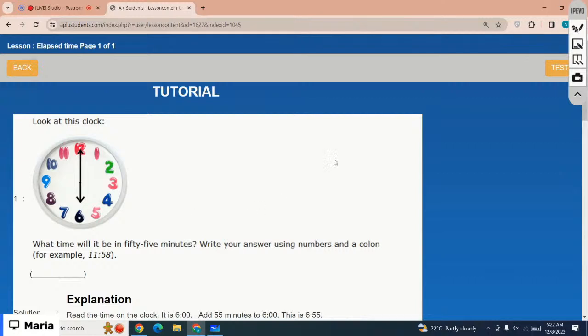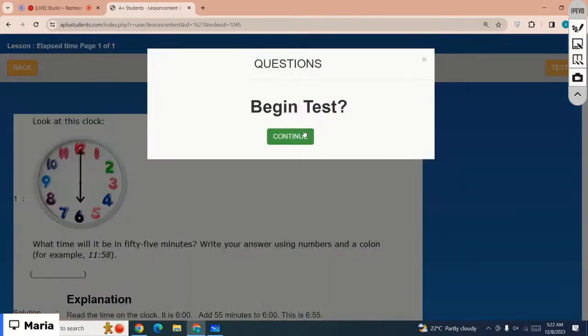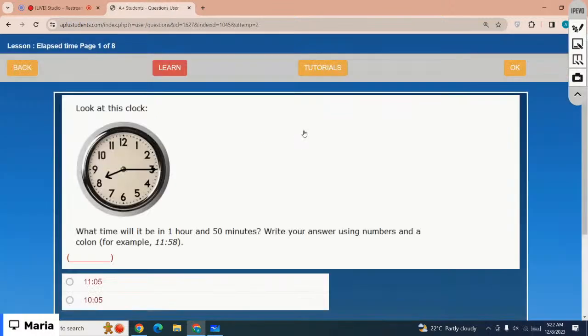Let's just start with the test questions. Okay, look at this clock. What time will it be in 1 hour and 50 minutes? Which is the correct option? After 1 hour 50 minutes, what time is it?